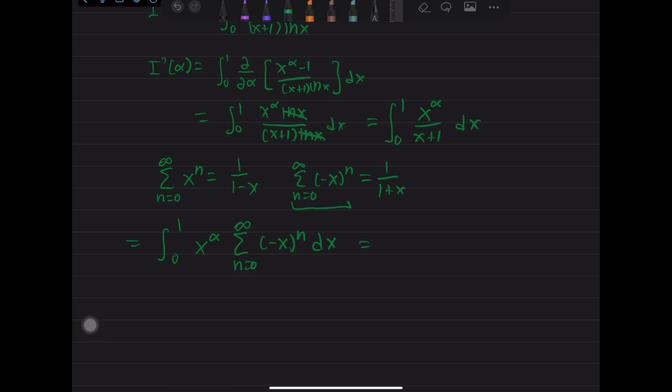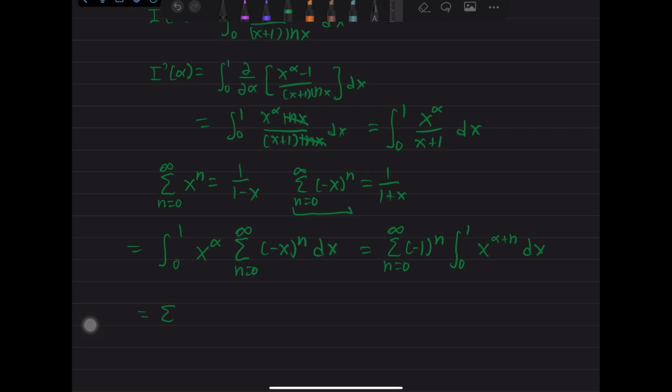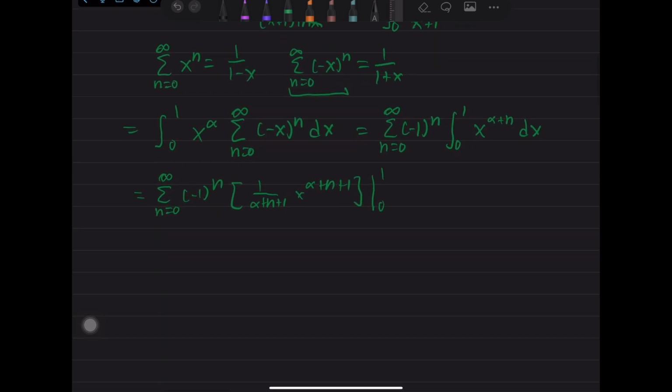Now we'll swap the order of summation and integration as so. Now we'll have x to the nth times x to the alpha, so that's x to the alpha plus n dx. Now we can integrate this. So we'll have 1 over alpha plus n plus 1, x to the alpha plus n plus 1, from 0 to 1.